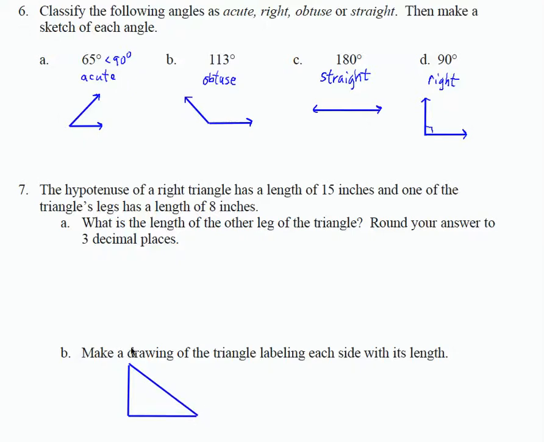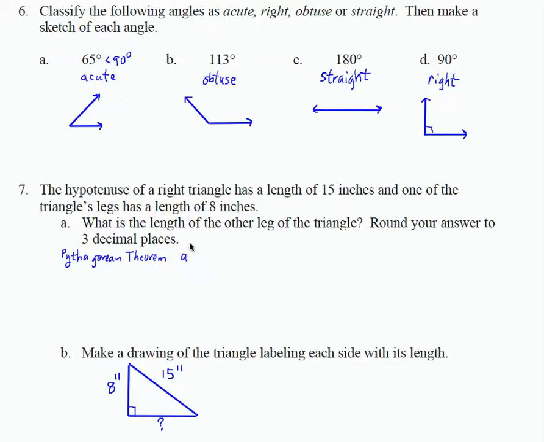Then I'm going to label what I know. I know that the hypotenuse, that's the length across from the right angle, is 15 inches. I know one of the legs is 8 inches, and I don't know the other leg. So that's the piece that's missing. I do know the Pythagorean theorem. And the Pythagorean theorem tells me how to work with the side lengths of a right triangle.